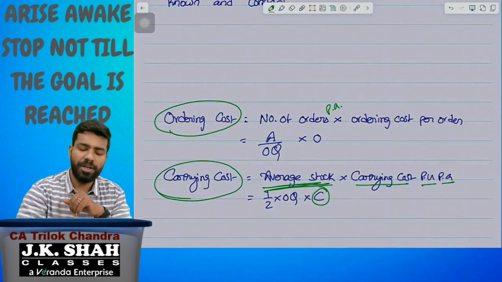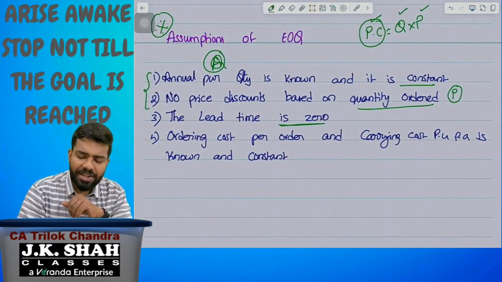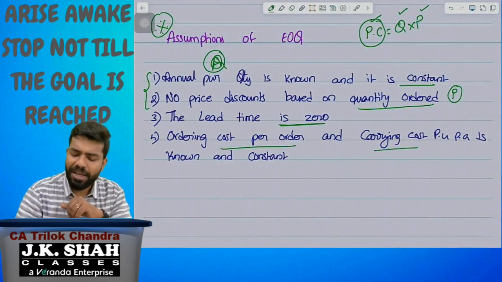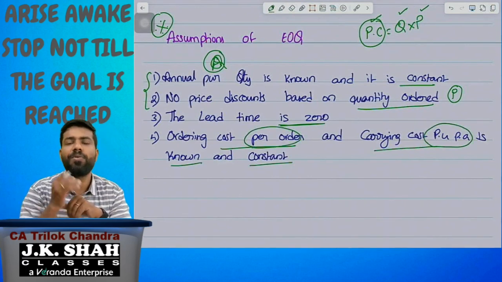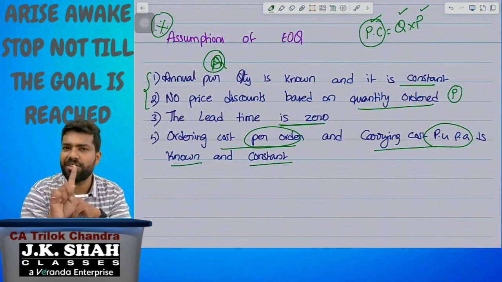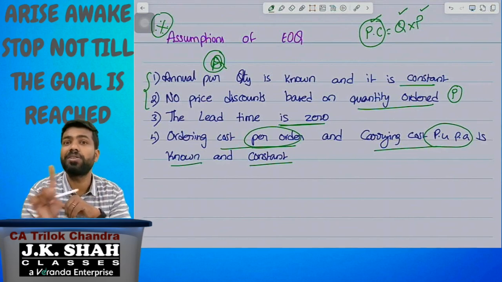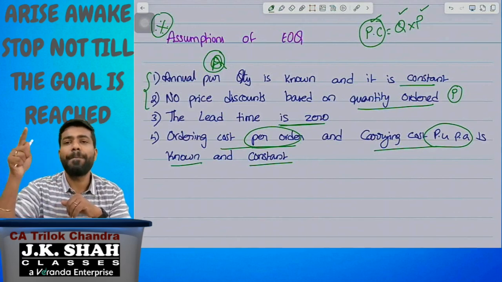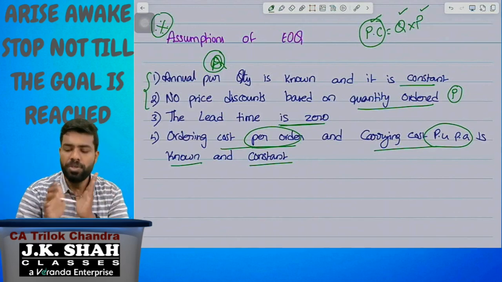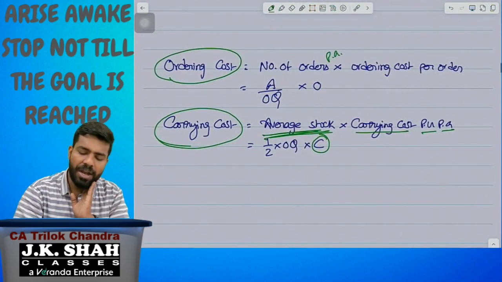Now look at the fourth point. Ordering cost per order and carrying cost per unit per annum is known and constant. Here what I am making constant is not the total ordering cost or the total carrying cost. It is ordering cost per order and carrying cost per unit per annum that is constant.